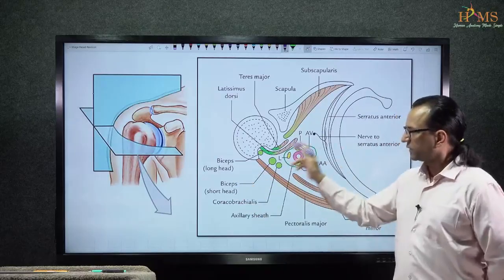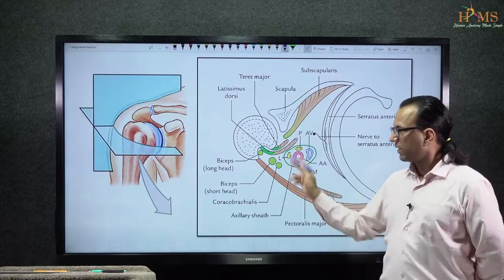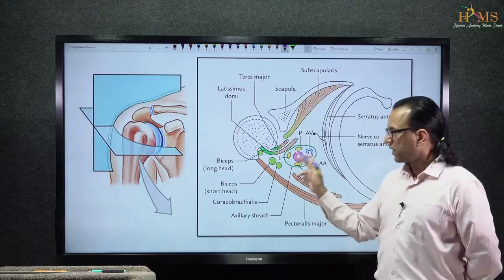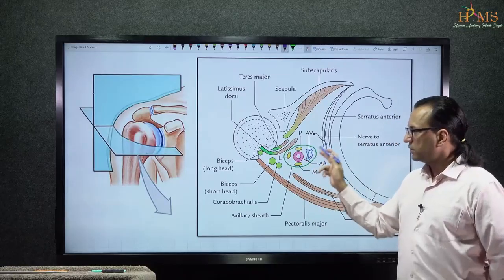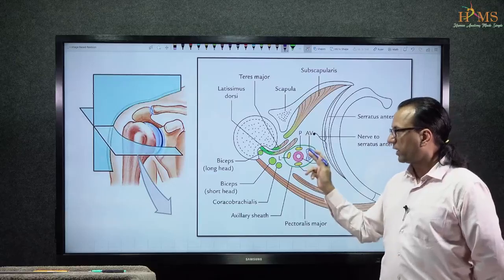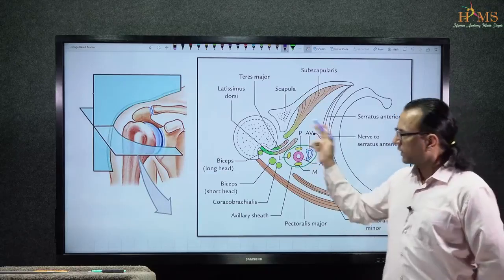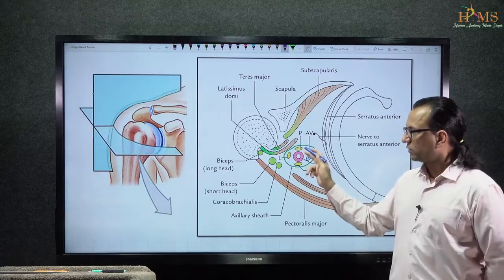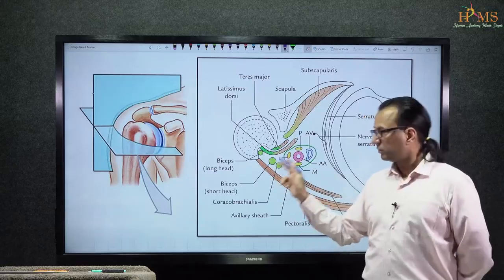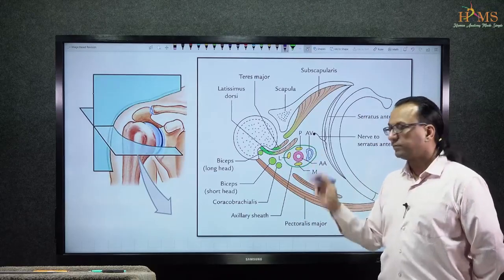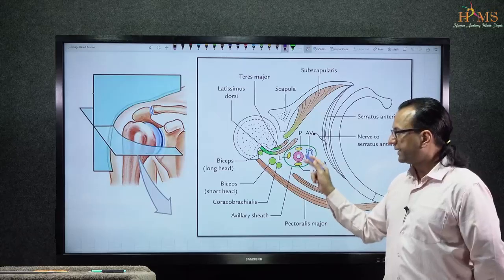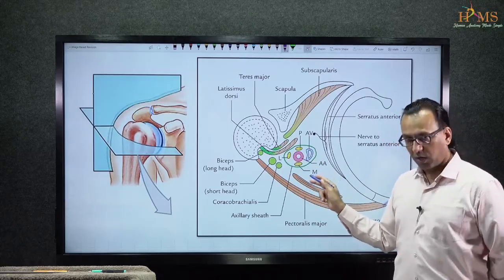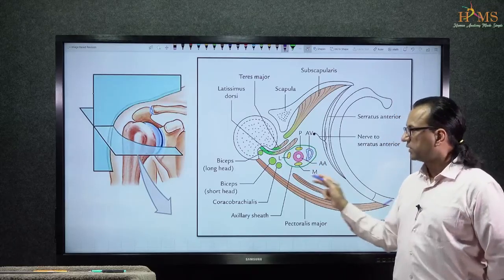You will see that this is the area where we were talking about the axillary artery. Medial to that is the axillary vein, and then you will find there are three cords of the brachial plexus. If it is behind the axillary artery, it is the posterior cord. If it is lateral, it is the lateral cord. Now the point is, the medial cord of the brachial plexus is not exactly medial, it is anterior to the artery. So that can create confusion.